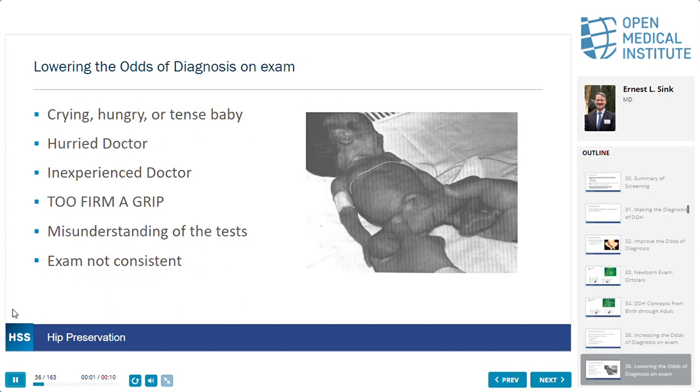So lowering the odds is a crying, hungry or tense baby, a hurried or inexperienced doctor, too firm a grip, misunderstanding of the test, or the exam is not consistent.